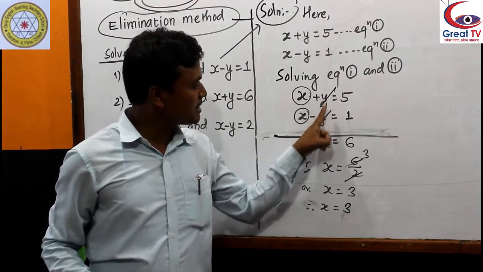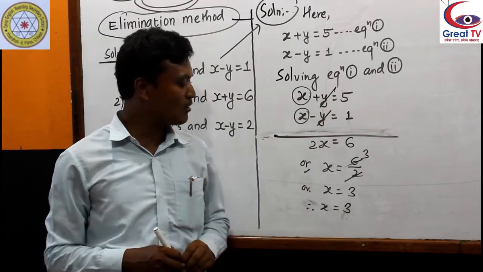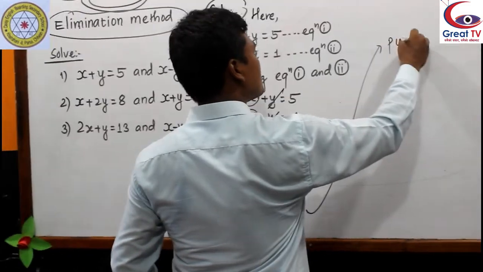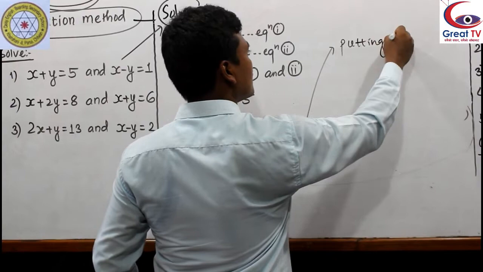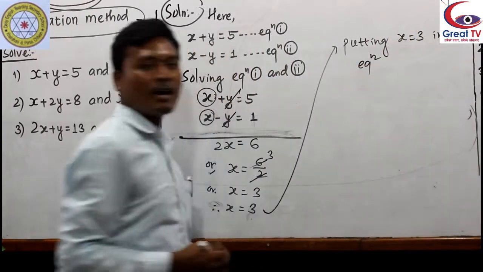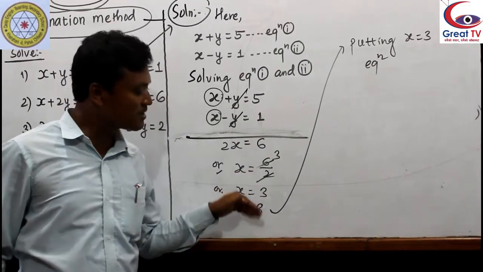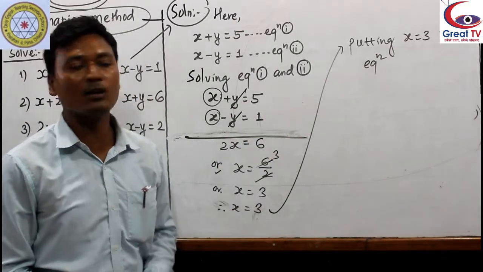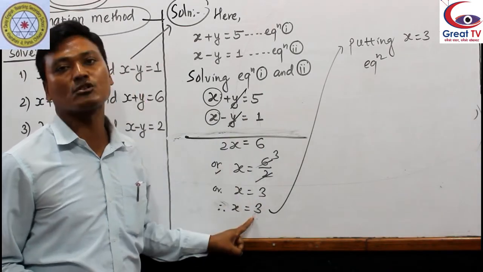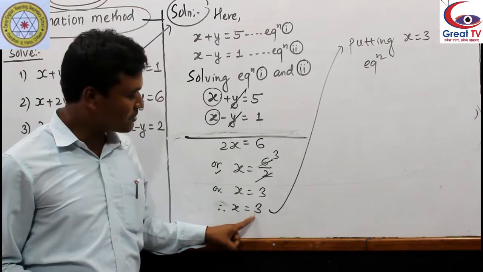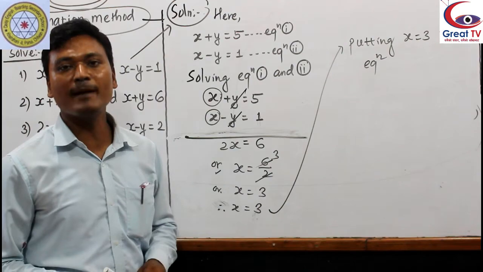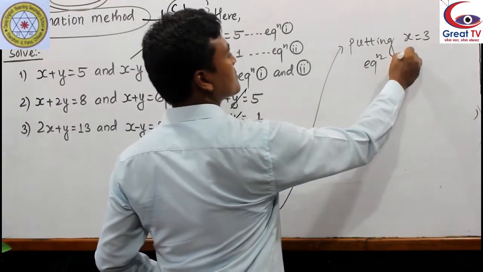Okay, by eliminating the y variable first, we got the value of x as 3. After getting any one variable, either x first or y first, you can substitute that value in any one equation to get the value of the other variable. Here we have got the value of x. So let us substitute this value in any one equation, either first or second, to get the value of y. Okay, let us put it in the first.